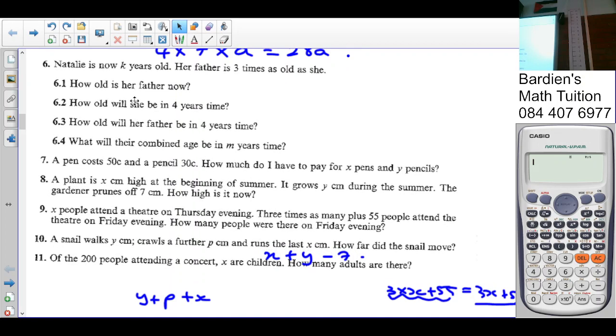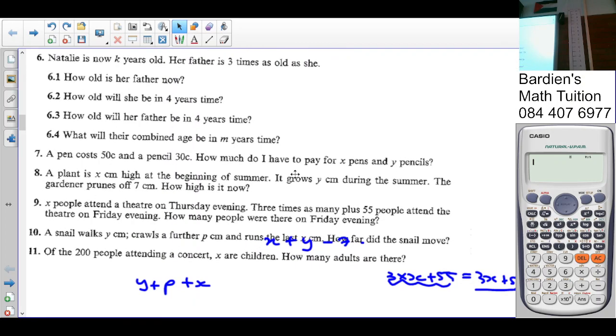Number 6. Is your Natalie in this class? No. Yes. Whose name is closest to Natalie? In this class, whose name is closest to Natalie? So we can ask that person to do the sum for us.